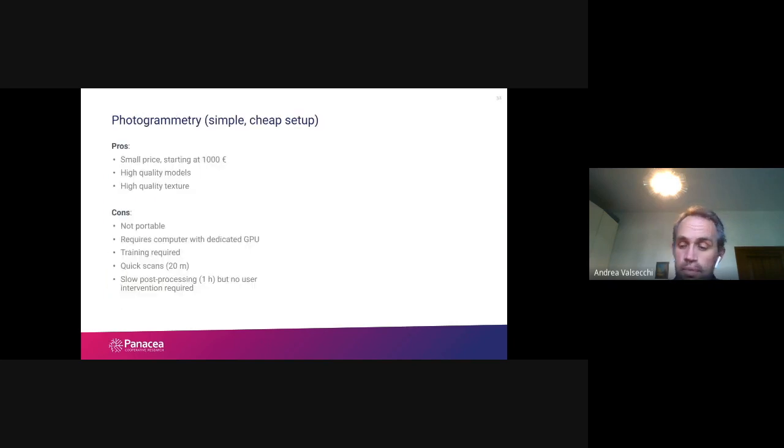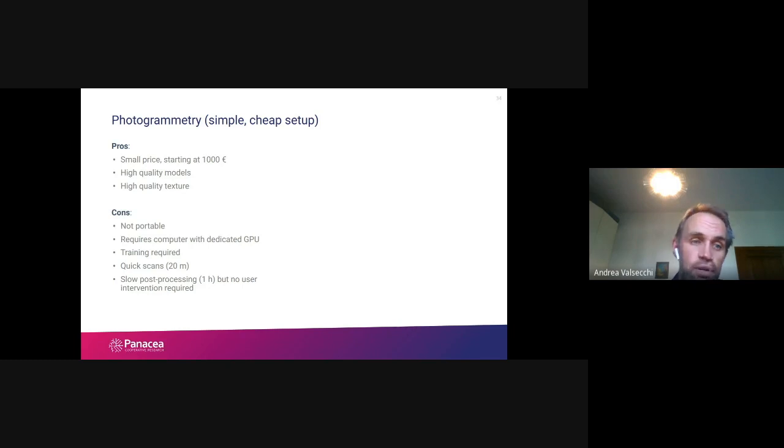Pros and cons. Well, the first pro that I mentioned is the price, because if you are using just one camera, you can maybe start with 1,000 euros. You get very high quality models, and you get very high quality texture. Actually, texture that looks like a real object. What are the cons? Well, one is that the system is not easily portable. It's much better if you have a dedicated room or dedicated part of the room to scan.